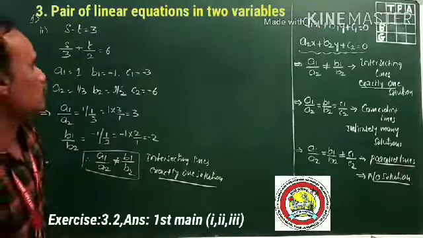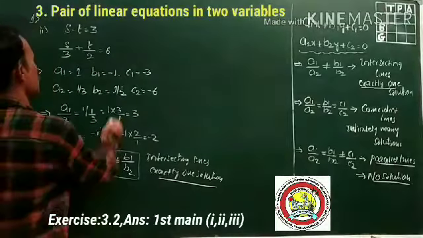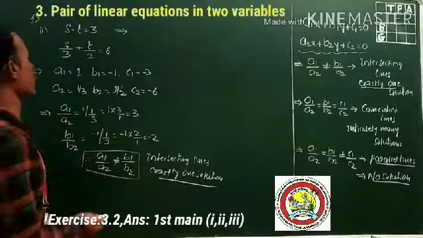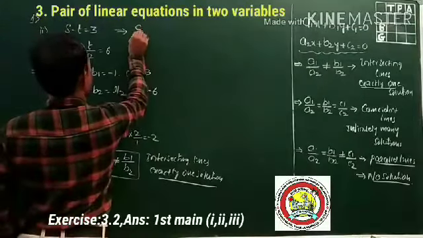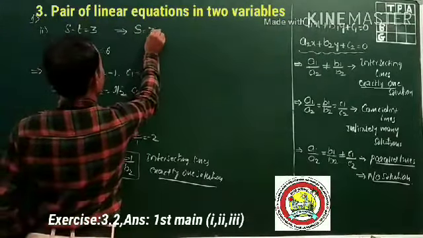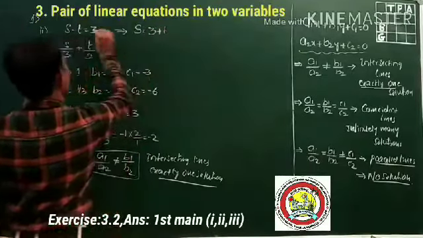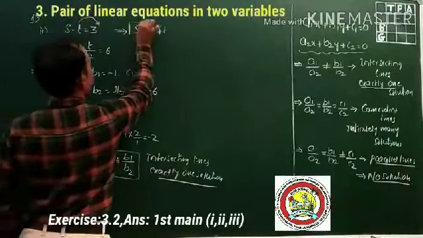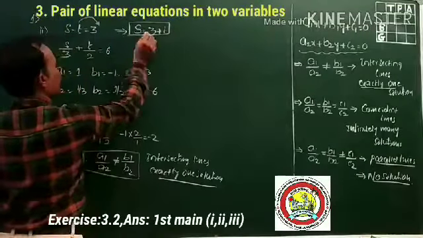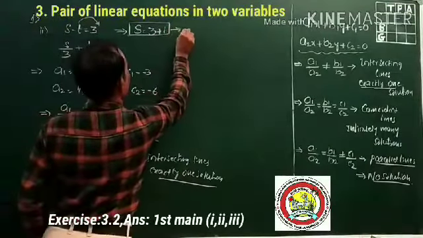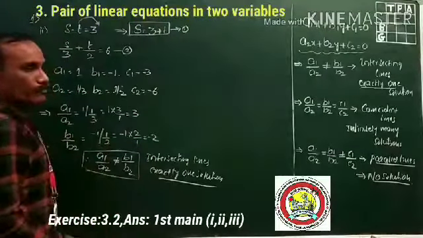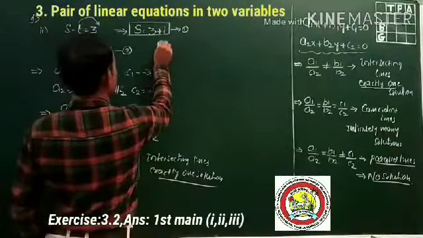Now let's see finding the solutions of S and T. Thus from this, find the value of S or T. What about the S value? So S is equal to 3 plus T. Just shift minus T here. The value of S is equal to 3 plus T, or T plus 3. Call this one as 1. So call this one as 2.